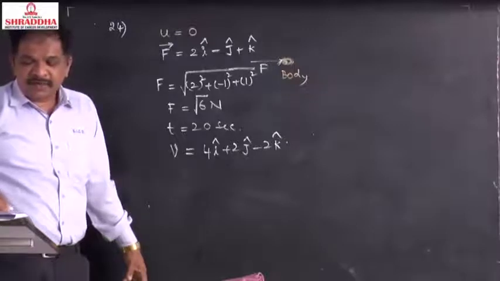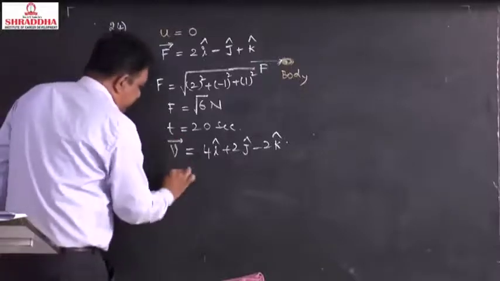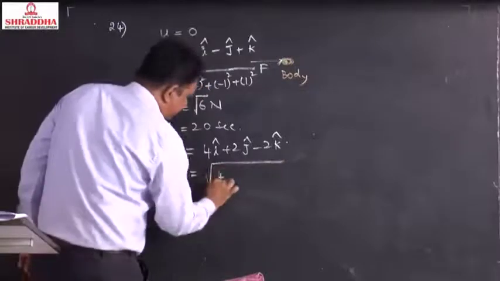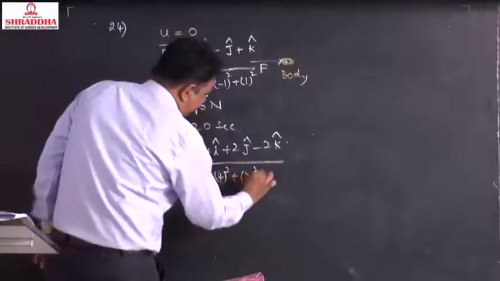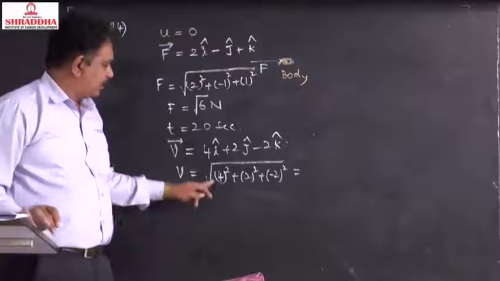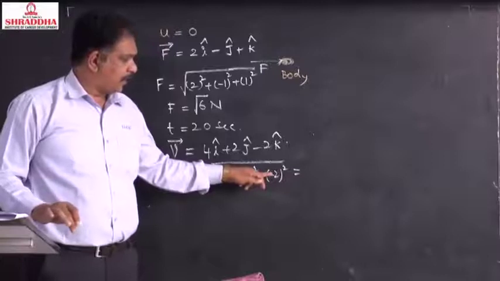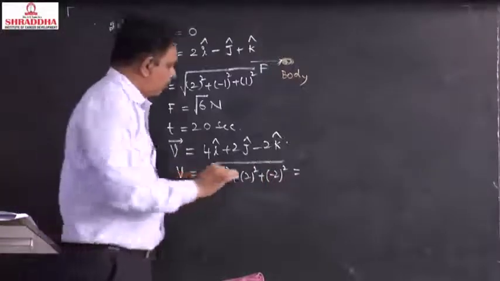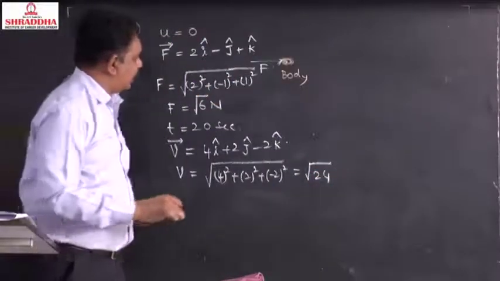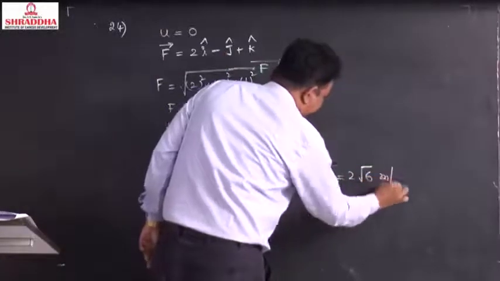Then they are asking what is the mass of the body. Velocity of the body, find its magnitude. Square root of 4 square plus 2 square plus minus 2 square. 16 plus 4 20 plus 4 24. 6 into 4 we can write like this, 24. So this value is 2 root 6 meter per second.